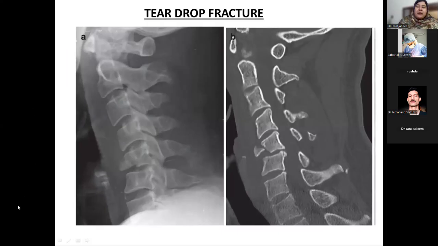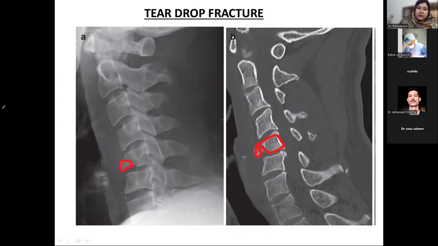Another type of fracture of cervical spine is called a teardrop fracture. Teardrop means a drop of tear. So this is, for example, the normal vertebral body, but a small part of it is taken off. This is a small chip of bone which is being torn out of the main vertebral body. So this is a teardrop.